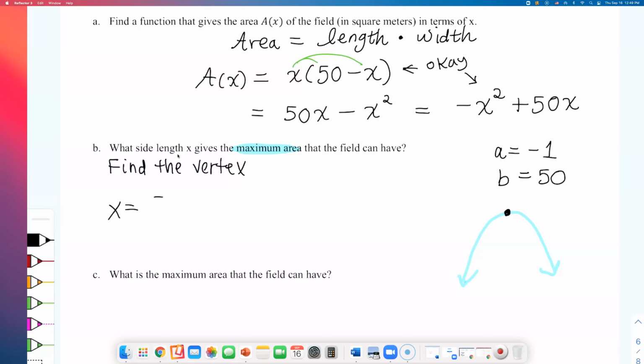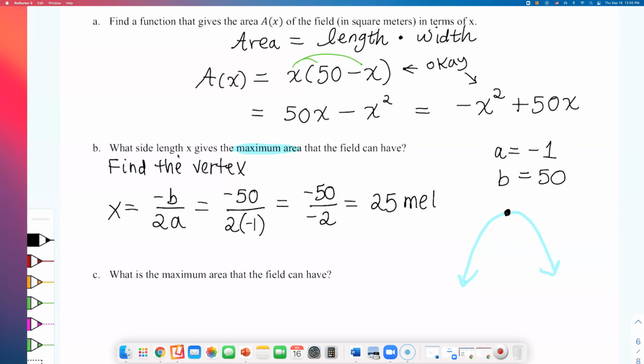So let's do the vertex formula. x equals negative b over 2a. We said b is 50. The top of the fraction is negative 50. We have a is negative 1. So if you simplify that, we have negative 50 divided by negative 2, and it comes out to be 25 meters.